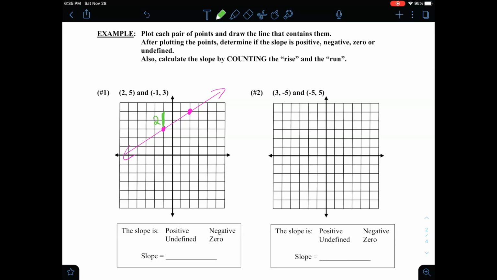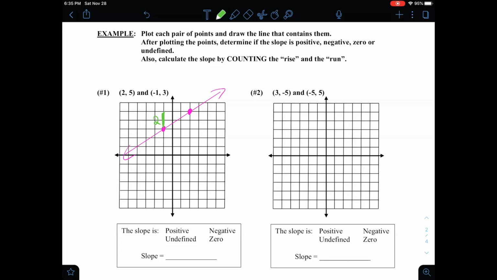It's always rise over run, not run over rise. You go up or down first. Some people do like the run first. They go like this and then this. But that's not technically what slope is, rise over run. So I would say always do the rise first or else you're going to confuse yourself.